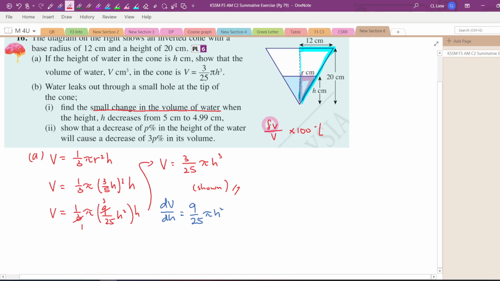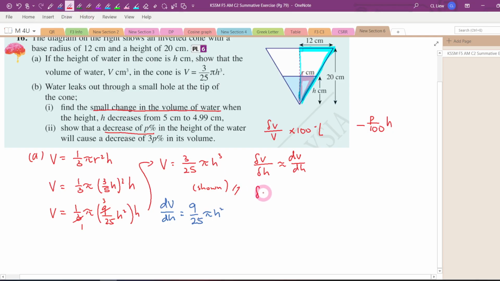We need delta V. So we know that delta V over delta h is approximately equal to dV by dh, right? Do we have that? We just use this one. So we need delta V. How about delta h? Do we have delta h? Yes. Given by the question, decrease of p%. It means negative p over 100, times h.